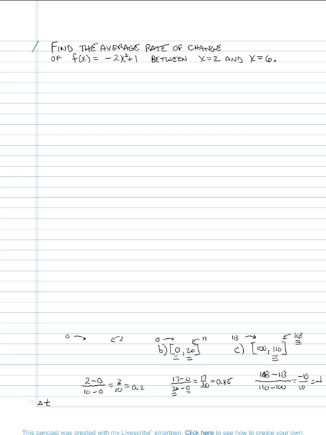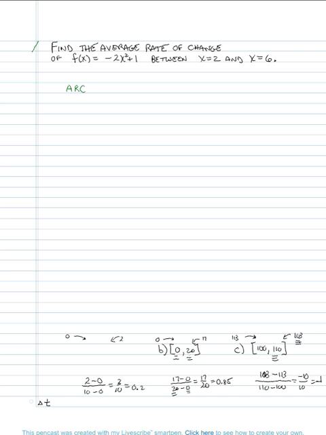Okay, we're going to look at a problem. You can see the statement of the problem. Find the average rate of change of f of x equal negative 2x squared plus 1 between x equal 2 and x equals 6. Now, of course, this is a problem that's not related to speed. It's just talking about the average rate of change of a function between 2 x values. So, let me call average rate of change, ARC.